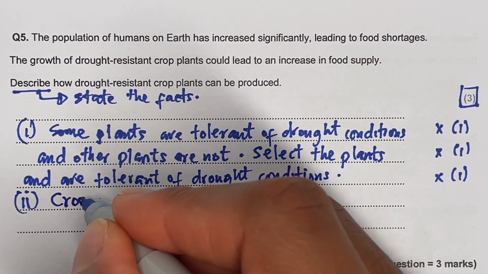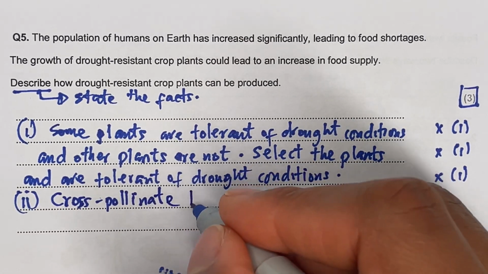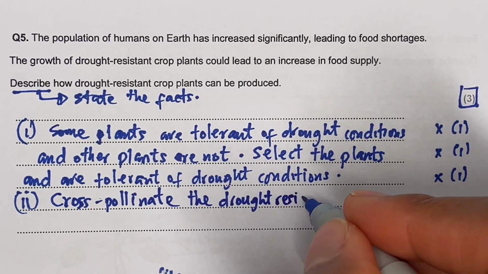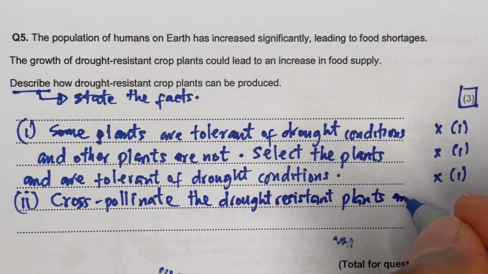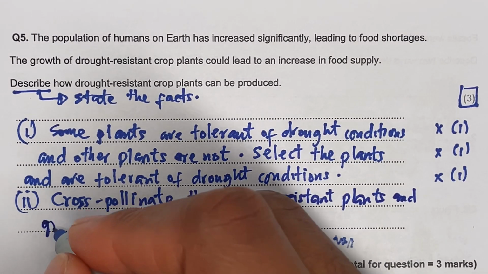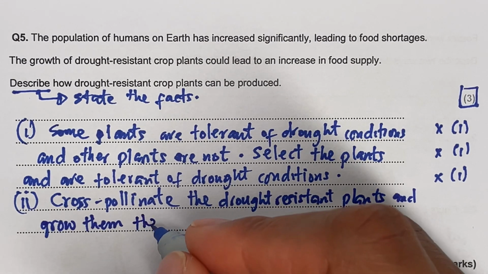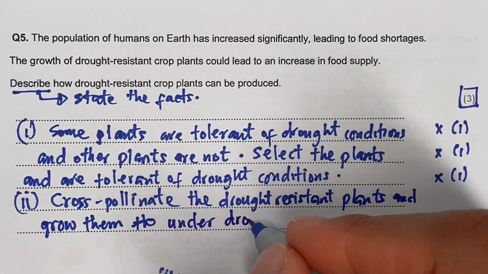Step 2. When I get those plants, I need to cross-breed them. Okay, so I need to cross-pollinate the drought-resistant plants and grow them under drought conditions.